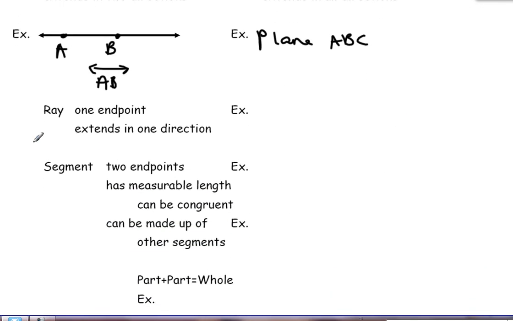We had a ray. A ray has one endpoint and extends in one direction. So let's say this is a point A again, and we extend it in one direction. And there's another point here, we'll call it B. A is the endpoint going towards the direction of B. So when we name a ray, we use the symbol for a ray, where the endpoint goes first and the direction of the ray goes second.